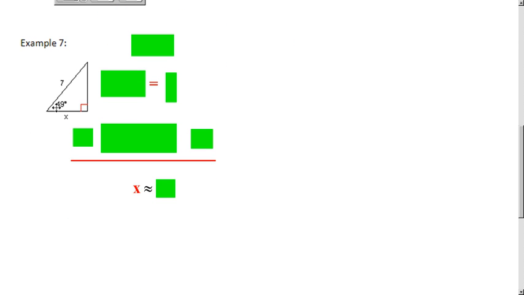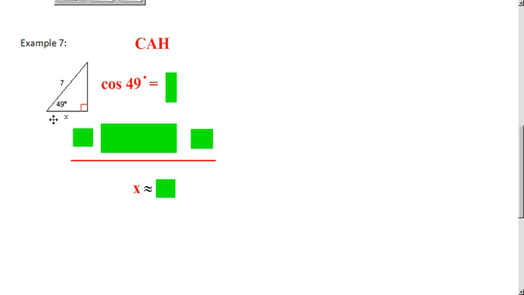Example 7, start with your degrees. So we have degrees of 49. What do we know? We know what is adjacent to it, and we know the hypotenuse. So adjacent and hypotenuse. So CAH. What is adjacent and hypotenuse? We should come up with cosine. So CAH.